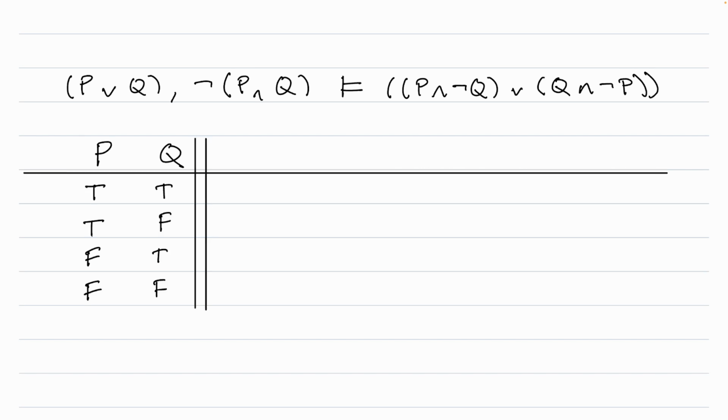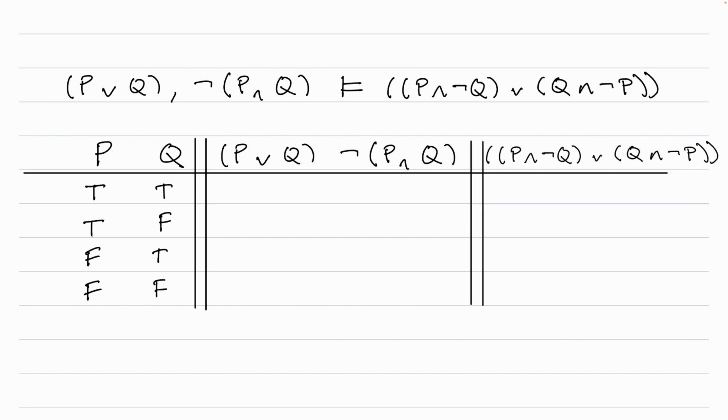Now we need to check whether any of those valuations of P and Q make both of the premises true and the conclusion false. So let's add to our table a column for the first premise, a column for the second premise, and then a column for the conclusion. Do any of the four possible valuations of P and Q make both premises true and the conclusion false?